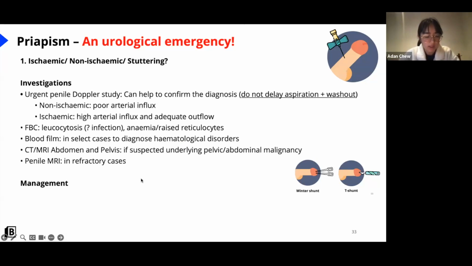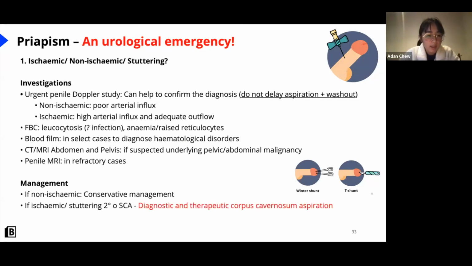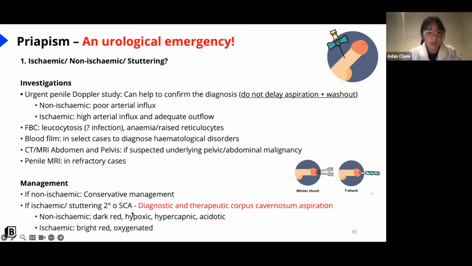The most important thing to know here is the management. If it's non-ischemic, you would manage it conservatively, but if it's ischemic or stuttering, especially secondary to sickle cell anemia, you would want to aspirate the corpus cavernosum, which is where the prolonged erection takes place, which is where the pathology is. And you want to do it both diagnostically and therapeutically. So in an ischemic priapism, you would see dark red blood, which is hypoxic, hypercapnic, and acidotic. And in non-ischemic, because there's no obstruction of the blood flow, you would see bright red, oxygenated blood.